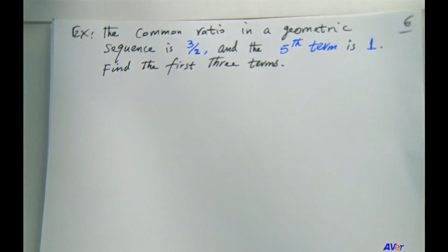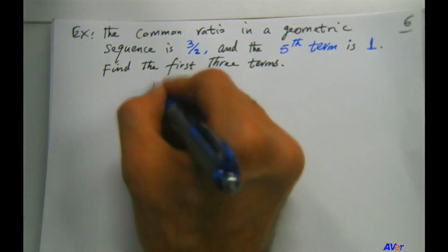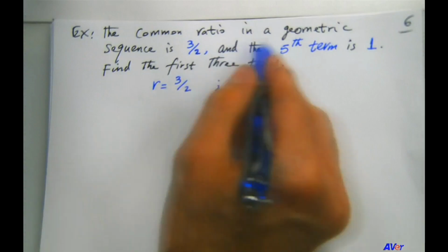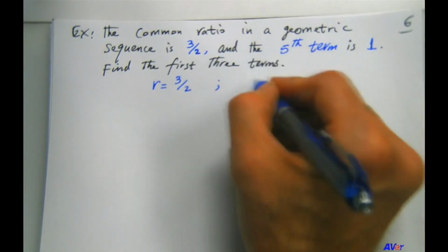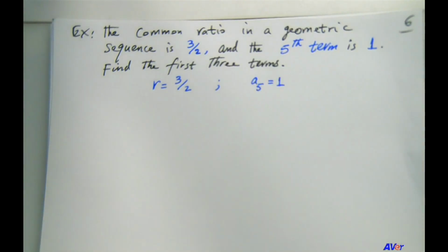Okay. So basically we are told that R is equal to 3/2. I'm just repeating what this information is. And A5 is equal to 1. All right?